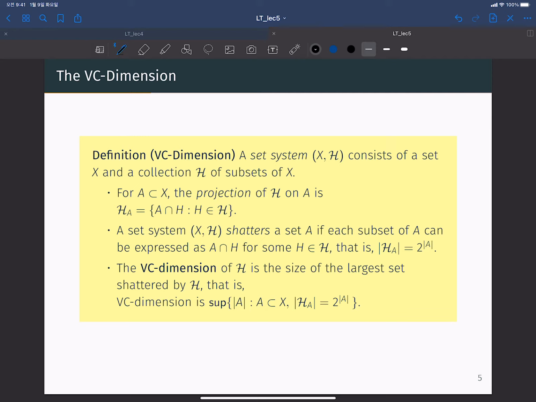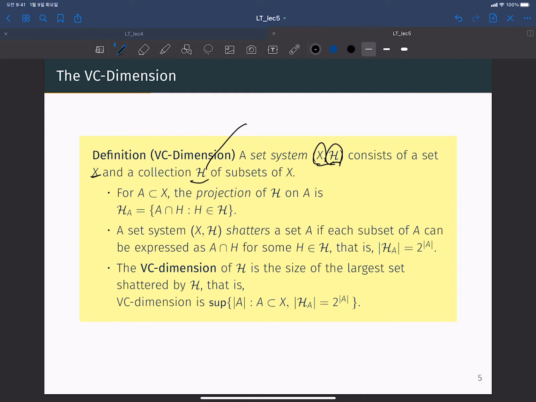The VC dimension can measure the complexity of our hypothesis set. So this is the formal definition of VC dimension. Let's say the set system X and hypothesis set H. This is the input domain and this is our hypothesis set, which consists of a set X, the input domain, and a collection H, the hypothesis set.